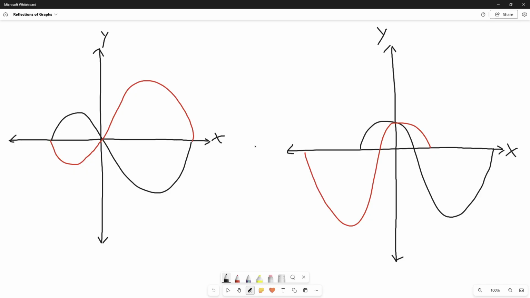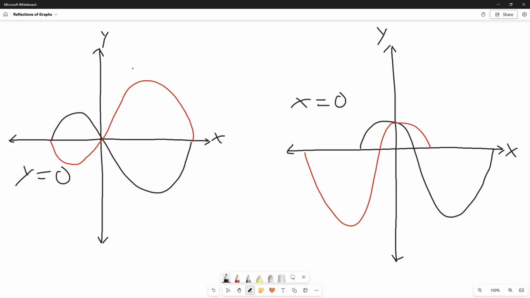A particular reflection is flipped over the y or x axis using an equation like y equals 0 or x equals 0, where y equals 0 will be the x-axis, and x equals 0 will be the y-axis.